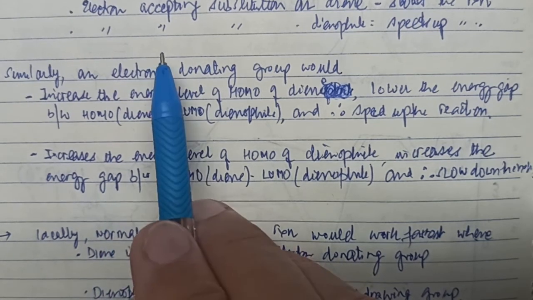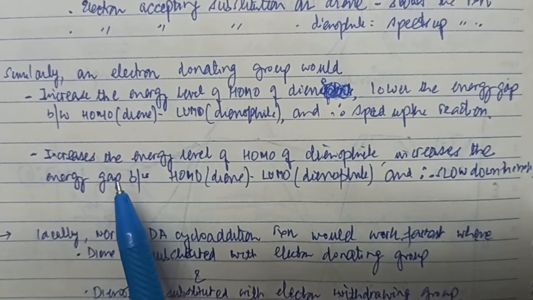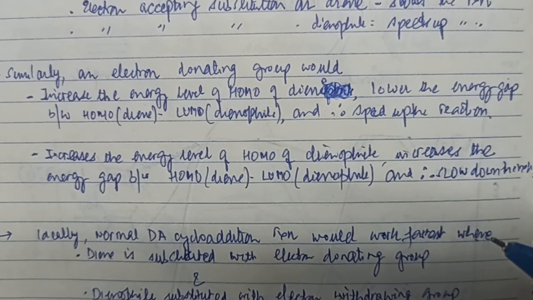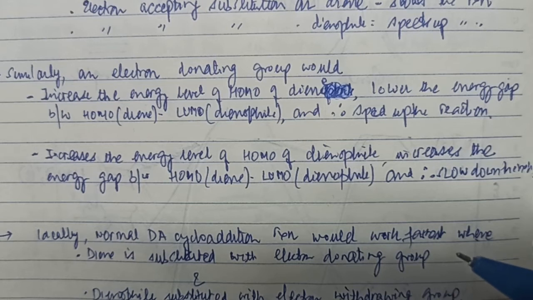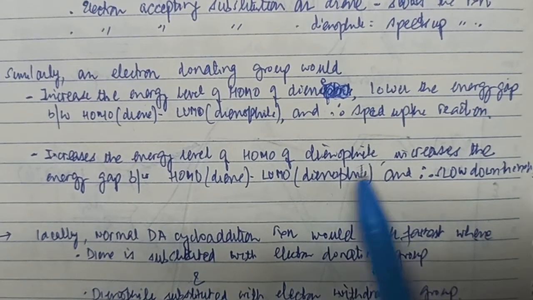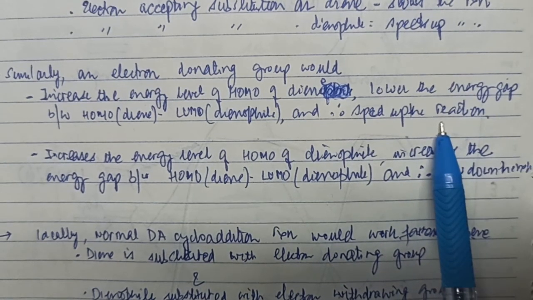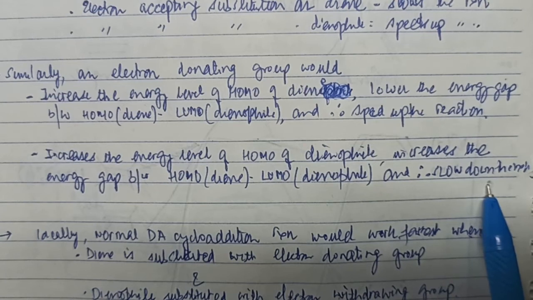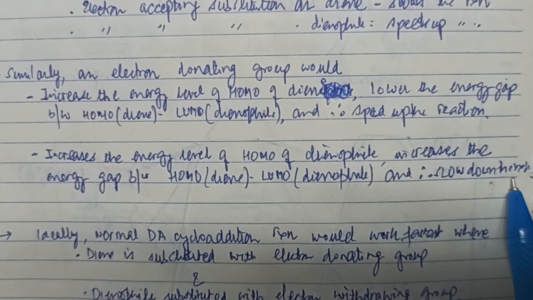And conversely, if you substitute an electron donating group onto the nucleus of a dienophile, what will it do? It will raise the LUMO of the dienophile, and as a result, the energy gap between the HOMO of the diene and LUMO of the dienophile increases. And since the energy gap increases, the interaction also decreases. As a result, the reaction tends to slow down.